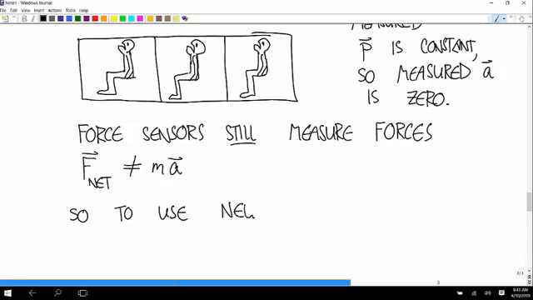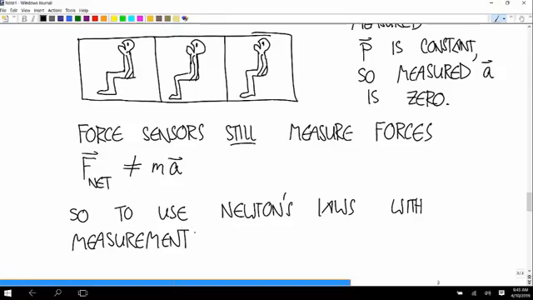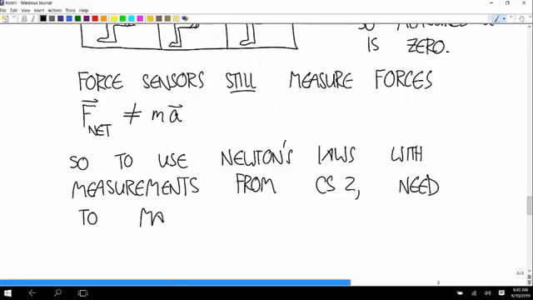So to use Newton's laws with measurements from coordinate system 2, you need to make corrections. That's the same thing if you have an accelerating origin of a coordinate system, you need to make corrections for your measurements, and we do that with relative motion equations. This is going to be a different approach for correcting it, but it's the same idea. We have to correct for what it's not seeing that a ground coordinate system would see.